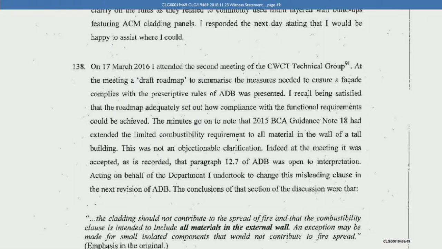Now, we know that you didn't attend the 17th of March 2016 CWCT fire group meeting, but we know that Sarah Colwell did. Were you aware of that meeting at the time? I don't recall. I may have been, I don't know. Let's look at the minutes, please. CLG 30 is 19415.